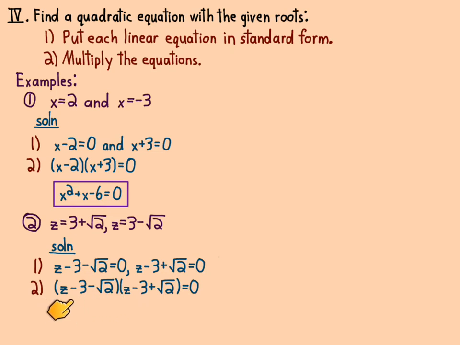So if you just want to do this longhand without being clever or anything, you would just take z times z, that's z squared, z times minus 3, so it's minus 3z, z times square root of 2, and then you're going to take negative 3 times negative 3 is 9. Negative 3 times square root of 2 is negative 3 square root of 2. Oh, wait, I skipped one. You have to take negative 3 times all 3 of these. And then you take negative square root of 2 times all 3 of these. And then you combine like terms.